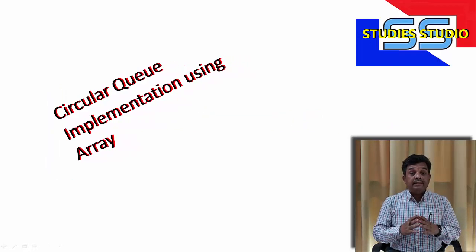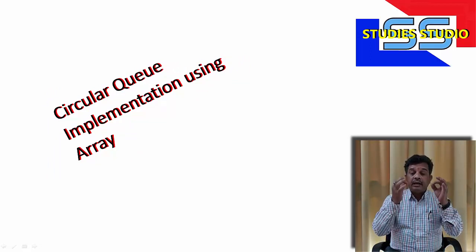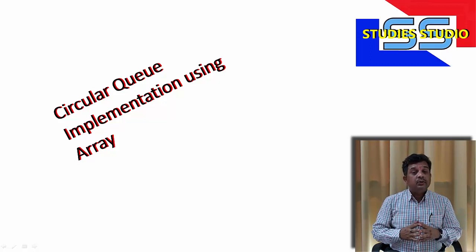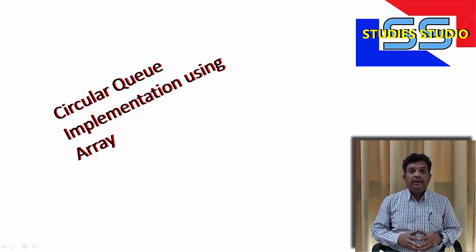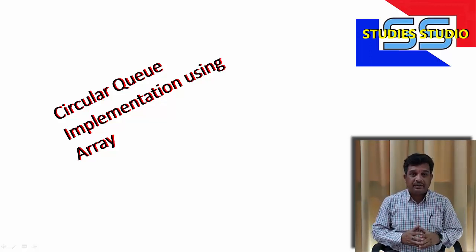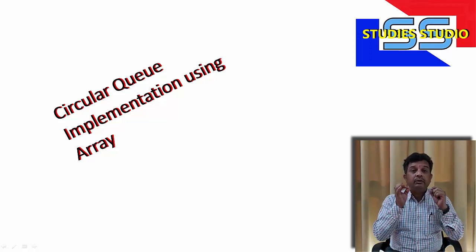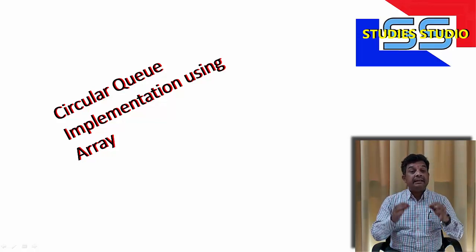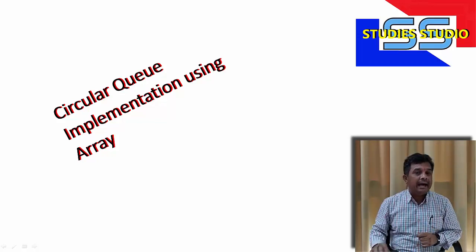We have already discussed what a queue is, and how to implement it using a linked list as well as using an array. If you have not seen all those videos, I'm giving the link above in the I button. Kindly watch it. In today's session, we are going to discuss how to implement a circular queue using an array.